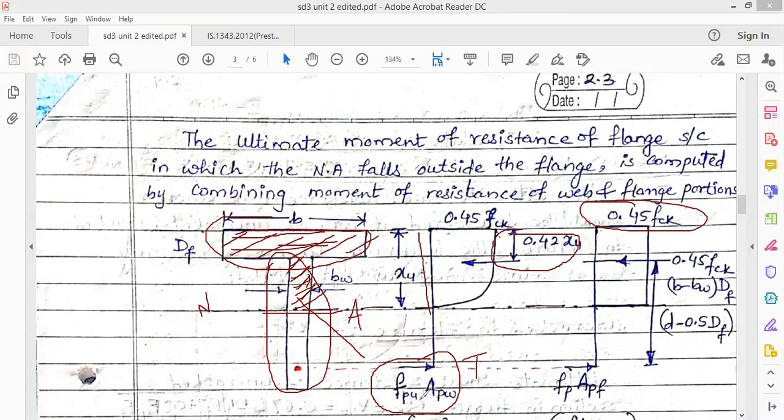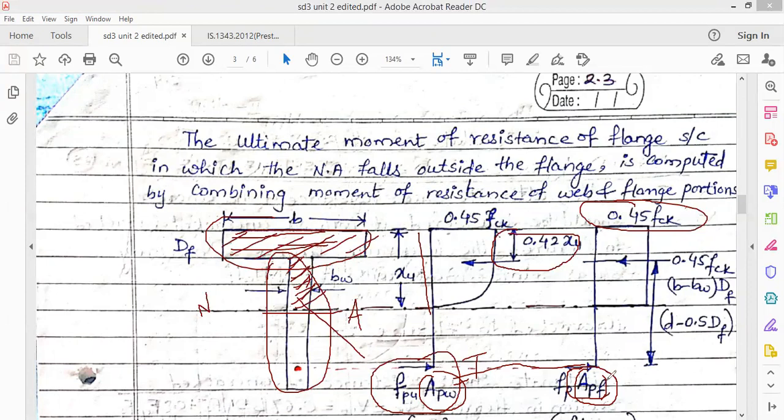FPU is the same here. Here also it is FPU into APF. It is not APW; APF means it is for the flange section. What is the area of steel provided for the flange section? We need to calculate that, then we can obtain the value of APW. So these are two different things here. The summation of APW and APF will be the total, that is APS.